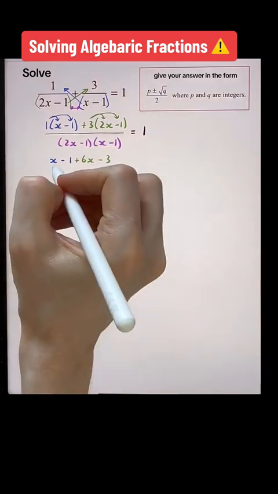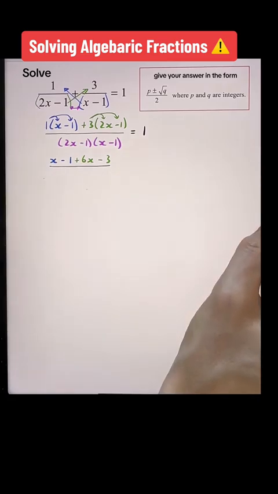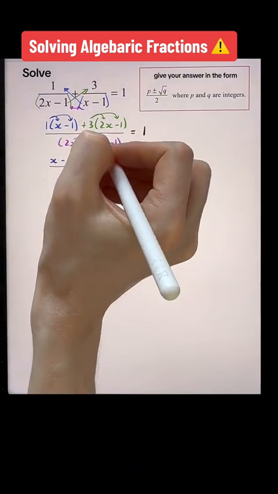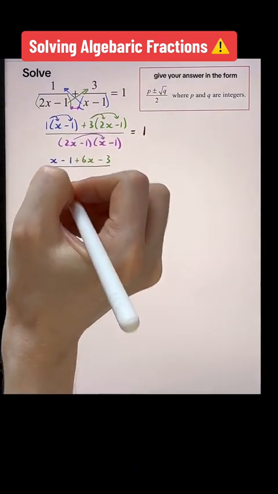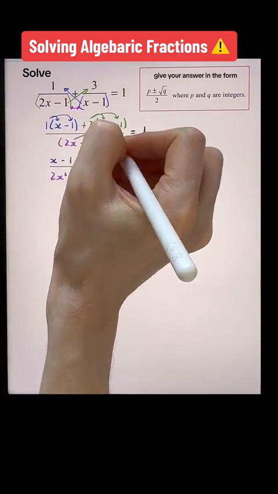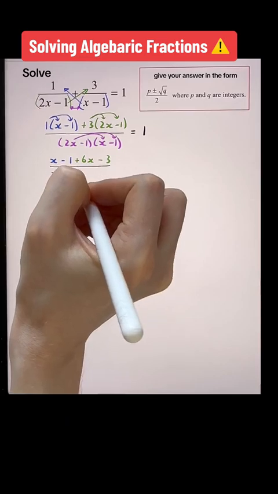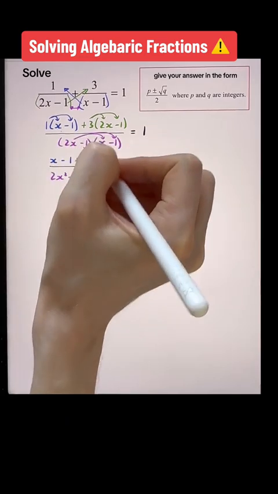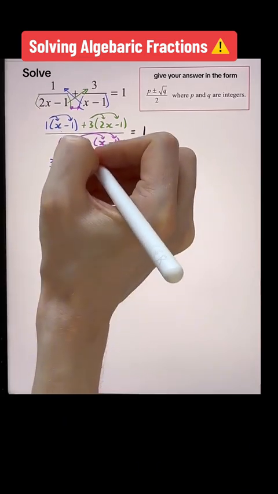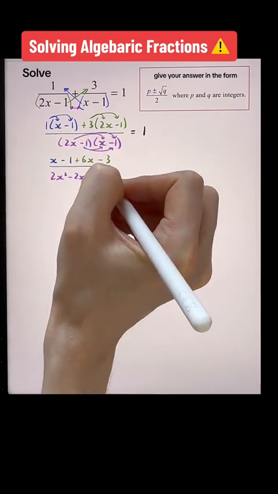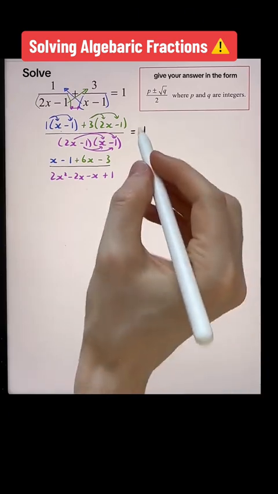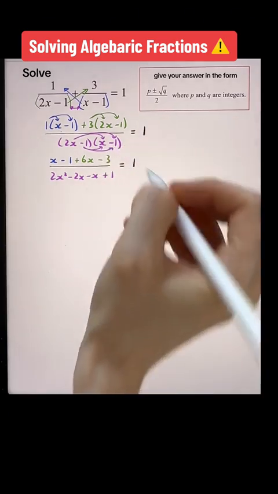On the bottom, I've got 2 terms times 2 terms, i.e. double brackets. 2x multiplied by x will give us 2x squared. I know that 2x multiplied by negative 1 will give us negative 2x. I know negative 1 multiplied by x will give us negative x. And negative 1 multiplied by negative 1, and negative times negative gives a positive, so plus 1. And the right-hand side of my equation, it's still all equal to 1.